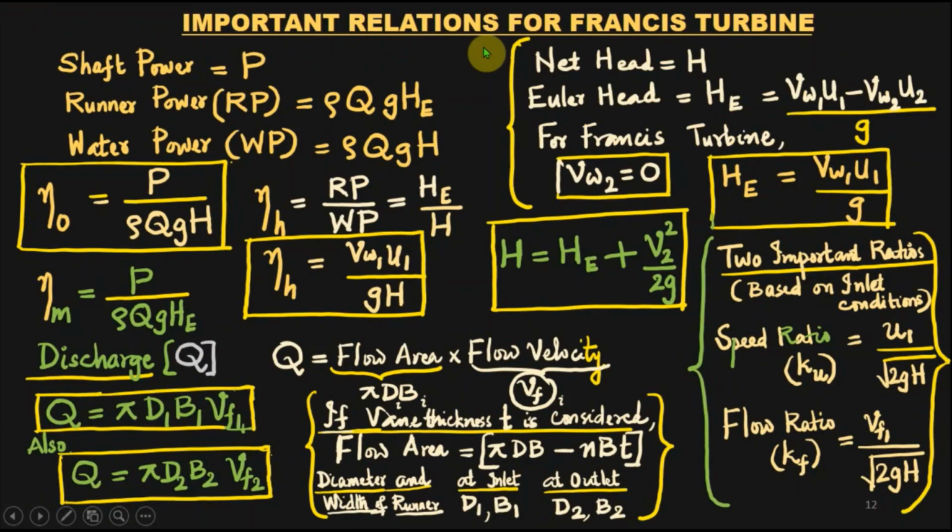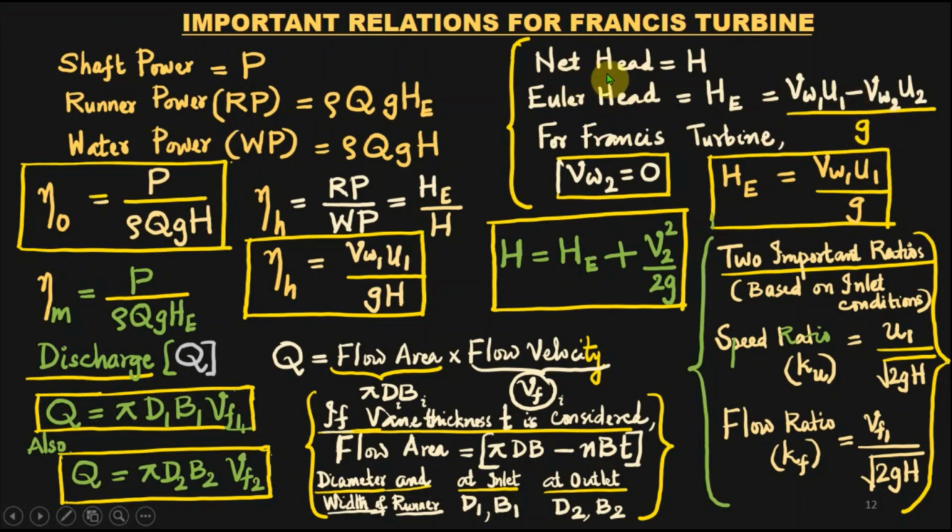Discuss important relations for Francis turbine. Our common notations: shaft power is equal to P, runner power is equal to rho Q g into He, where He is the Euler head or runner head, which of course is equal to VW1 U1 minus VW2 U2 divided by g for any turbine.